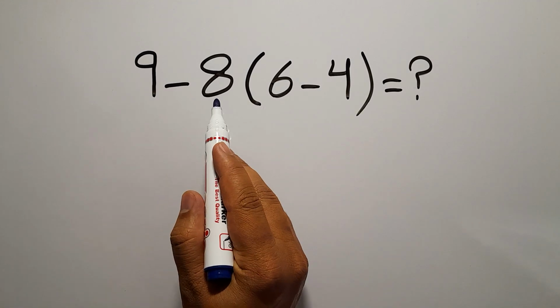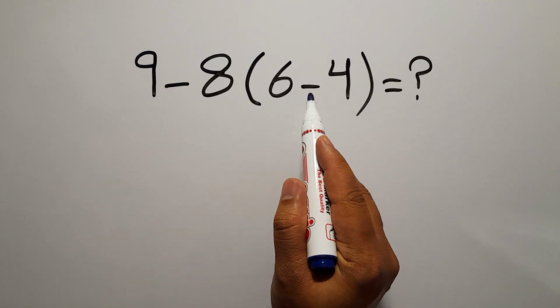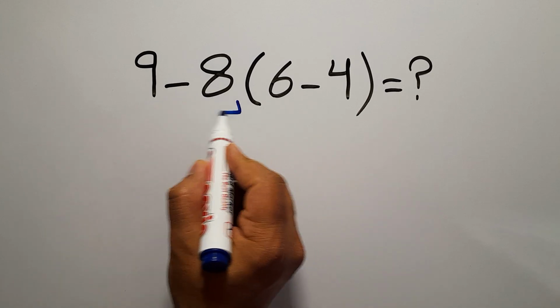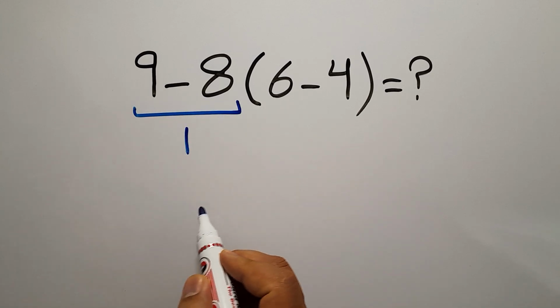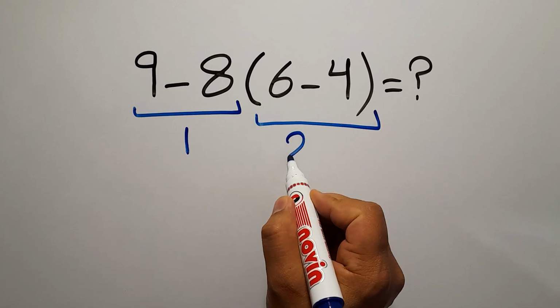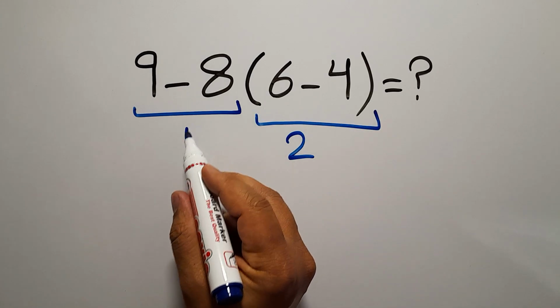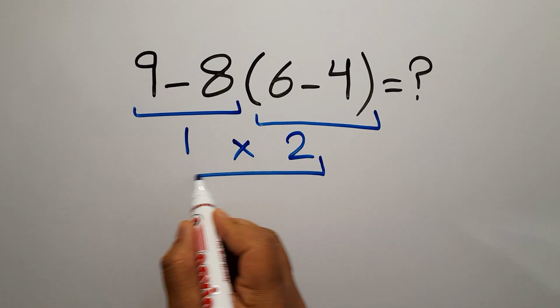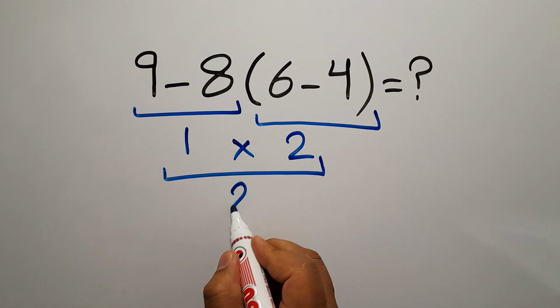9 minus 8, then times 6 minus 4. 9 minus 8 is just 1. And 6 minus 4 is equal to 2. And here we have 1 times 2. 1 times 2 is just 2.